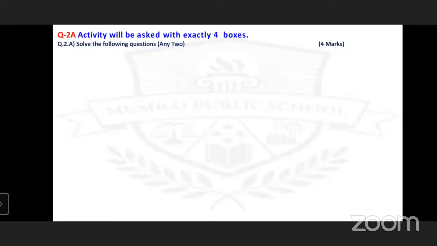Okay, so question 1 is finished. I hope you did this and you score 8 marks. Now question number 2A. An activity will be asked with exactly 4 boxes. So question number 2A is an activity based question and 4 boxes are given. You have to fill the boxes and each box carries half a mark. Now see question number 2. There are 3 questions. You have to attempt any 2. Each question carries 2 marks. 2 into 2 is equal to 4 marks.